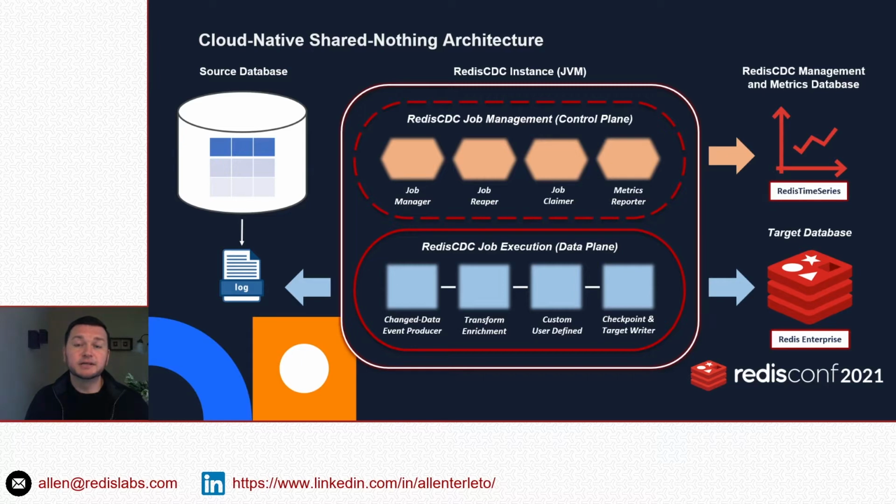As you can see on the bottom right, the final workflow stage is typically a target writer, which is responsible for committing change data events and updating the checkpoint to one or more Redis Enterprise databases. Checkpoints are used for offset management, which is required to maintain continuity, order, delivery guarantees, and resiliency in the event of a failure during job execution. This is to make sure, in the case of a failure, RedisCDC can pick up exactly where it left off without skipping a beat. Once all workflow stages are completed, the change data event producer is unblocked to publish the next batch of events into the data pipeline.